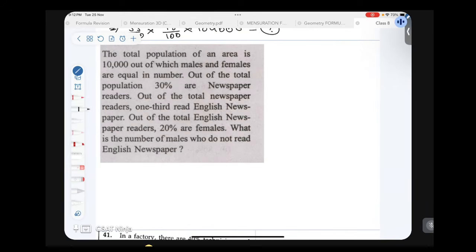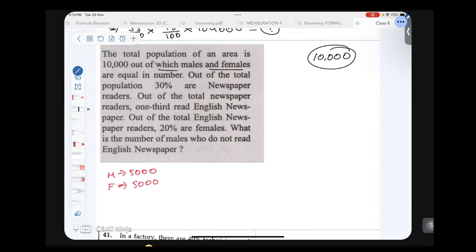The question says there is a population of 10,000, and of which male and females are equal. That means if there is 10,000, and the number of male and female are the same, I can say male is 5,000 and female is also 5,000. Why? Because there is an equal number of male and female, and there is a total of 10,000.